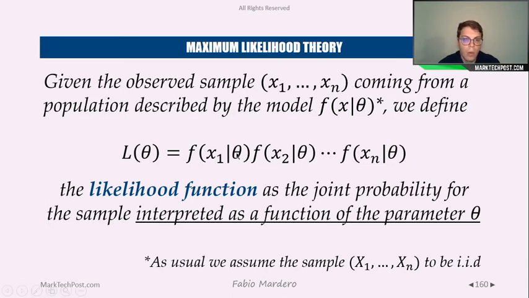So now, since we have an observed sample, we can compute the probability density function with respect to the value, but the parameter still remains unknown. That's why we interpret the likelihood function as a function of the parameter theta. We can write this because the joint probability can be decomposed since we assume that the sample is IID.